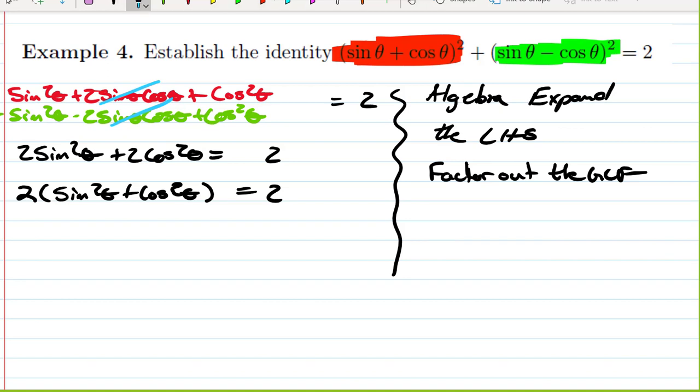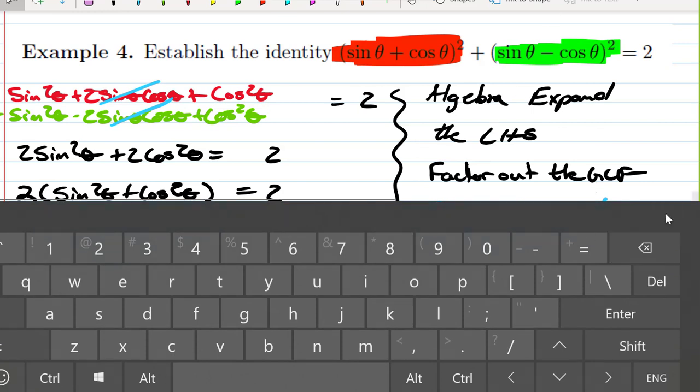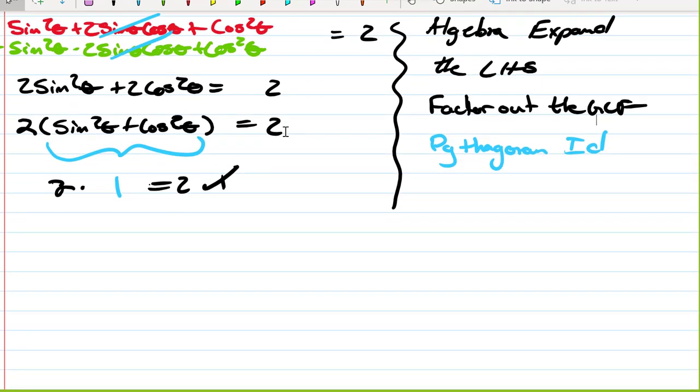And then finally, this guy should look a little bit familiar. That's the Pythagorean identity. And sine squared theta plus cosine squared theta is equal to 1. So that gives us 2 times 1, which equals 2. Which is exactly what we wished to show. So the bulk of this one was actually doing algebra. And then we did just a teeny bit of trigonometry.